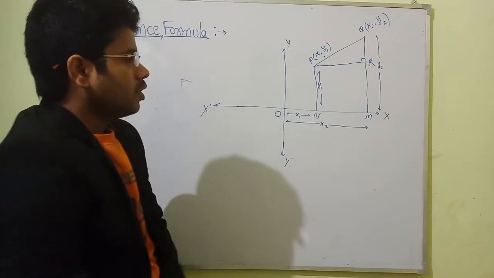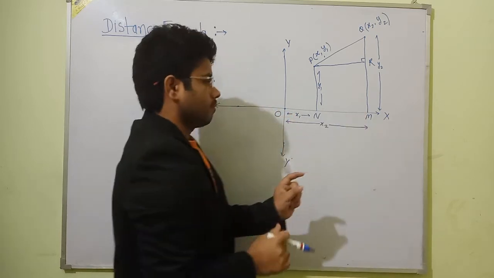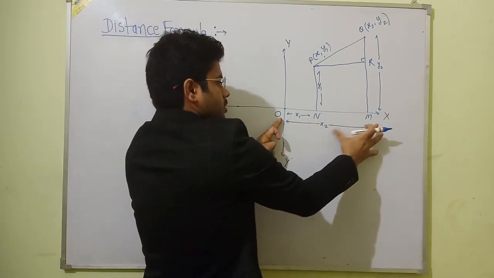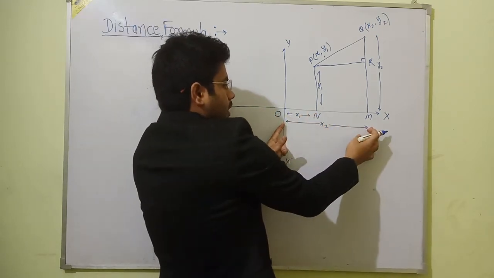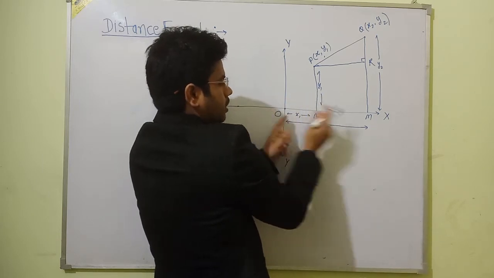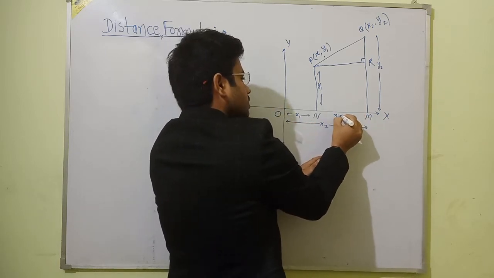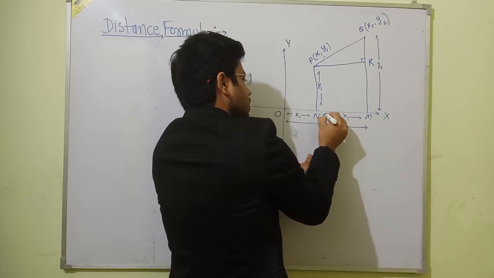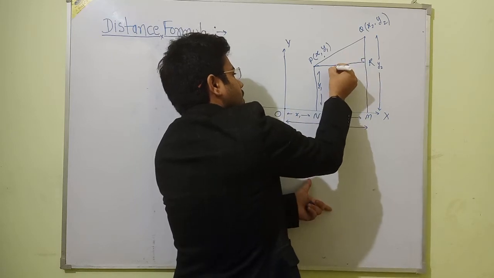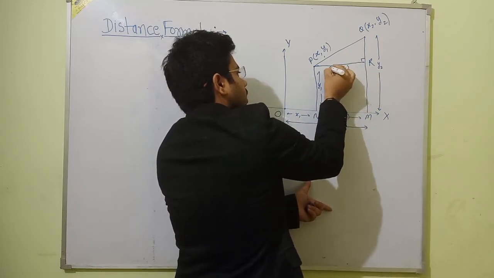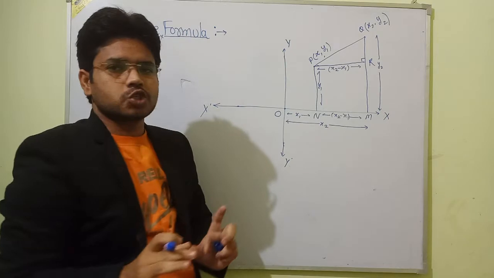Now see clearly, if we have to find the distance between M and N: from O to M this distance is x2 and from O to N this distance is x1. So if we subtract x2 minus x1, we are left with MN, which will be x2 minus x1. In the same way, because it is a rectangle, the opposite side will also be x2 minus x1. That means the distance between P and R will be x2 minus x1.